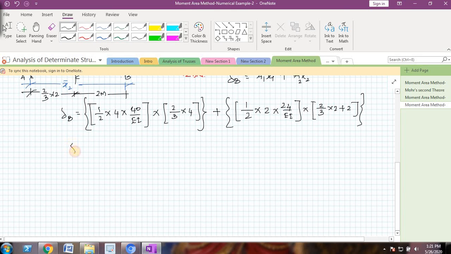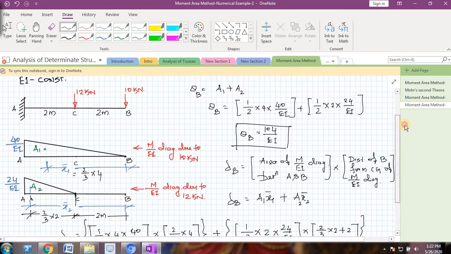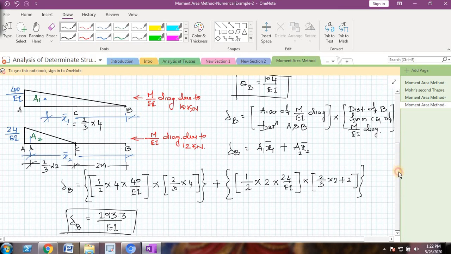Now if I solve this, I will get the deflection at B as 293.3 by EI. So this is how we can find the deflection at the free end. Whenever there are two loads, you have to use the principle of superposition and solve for the unknowns.